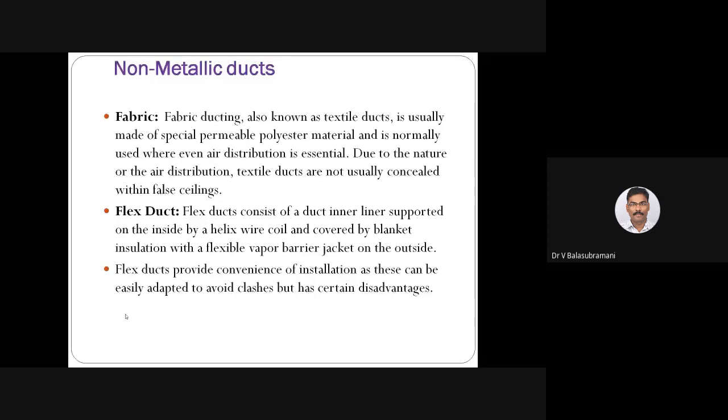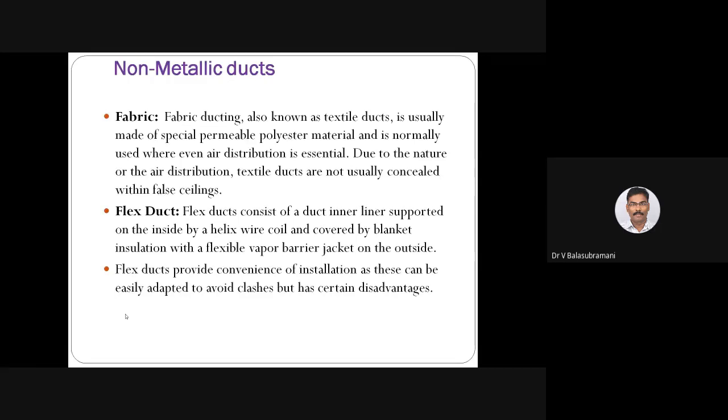And then fabric. Fabric is the textile duct. It is usually made of a spherical permeable polyester material and is normally used where air distribution is essential. Due to the nature of the air distribution, textile ducts are not usually concealed within false ceilings. We are not using it there because it is continuously discharging air.